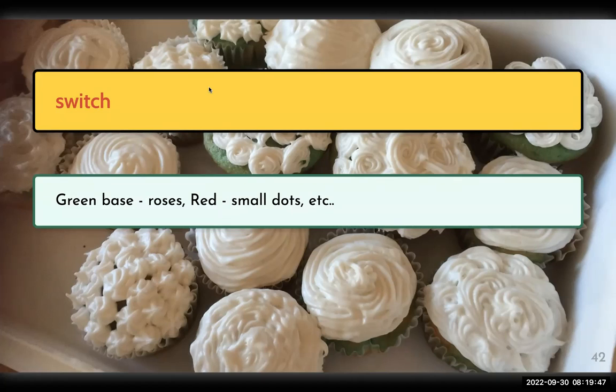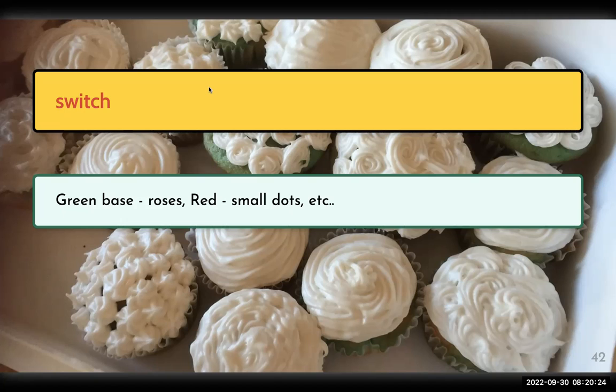Switch is a selection structure which selects one of the cases based on the value of the input expression. For example, in this case, we have multiple choices: roses, small dots, or stars, or big roses. And given the input, you have to identify the suitable decoration. If you get a green muffin, you need to decorate it with roses. If you get a red muffin, you have to decorate with small dots.